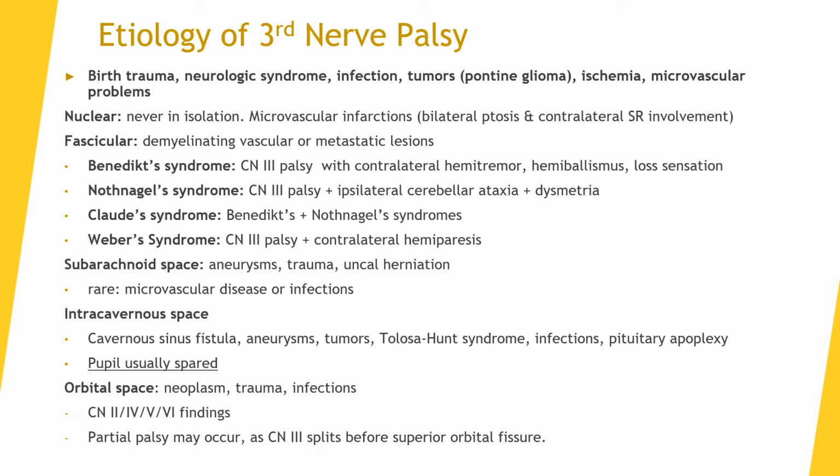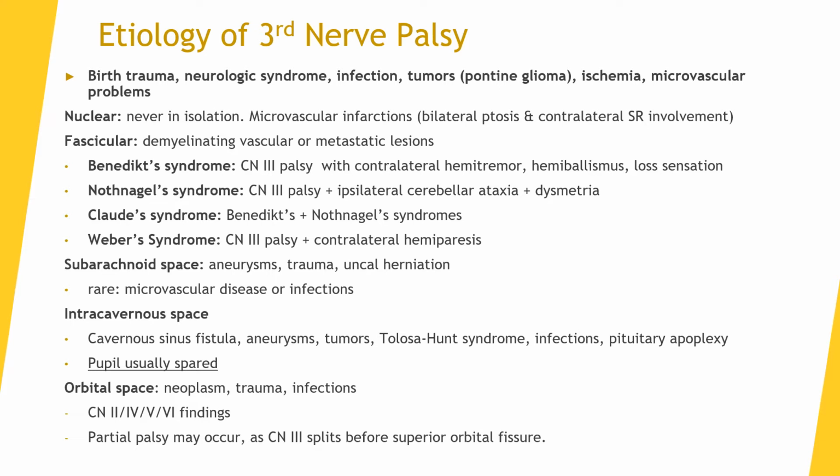So either side of the body is affected to a certain extent. And lastly, the Weber syndrome describes the third nerve palsy with the contralateral hemiparesis, meaning weakness of half of the body. Moving on to the third category, the subarachnoid space, which includes the uncal herniation or squeezing of the brain's uncal region, causing it to be displaced inferiorly. Aneurysms of the major vessels, such as the posterior communicating artery, can also cause a palsy in the subarachnoid space.